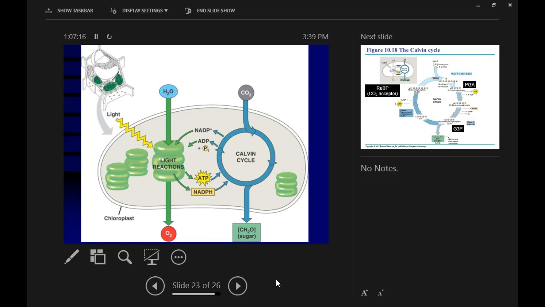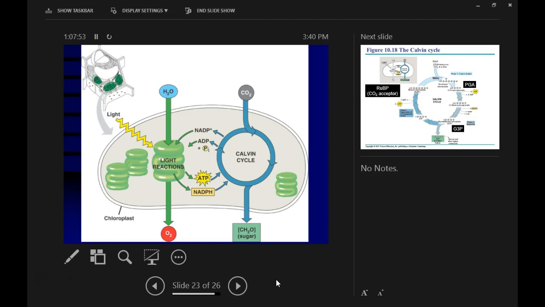So it's going to enter this metabolic pathway. And as you can see, it's a cycle because our NADP, once it's given up its electrons and hydrogen, goes back here and gets recharged. The ATP, once it's used, is recycled back to the thylakoids to get recharged as well. And we get sugar as our final product.